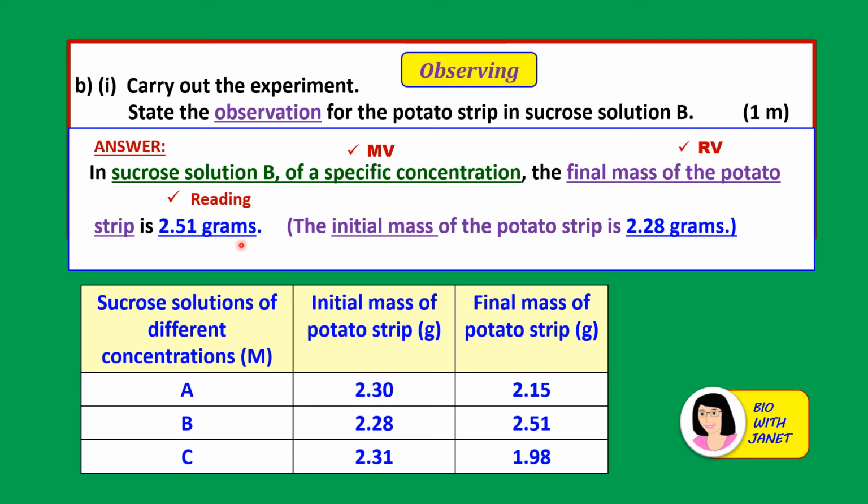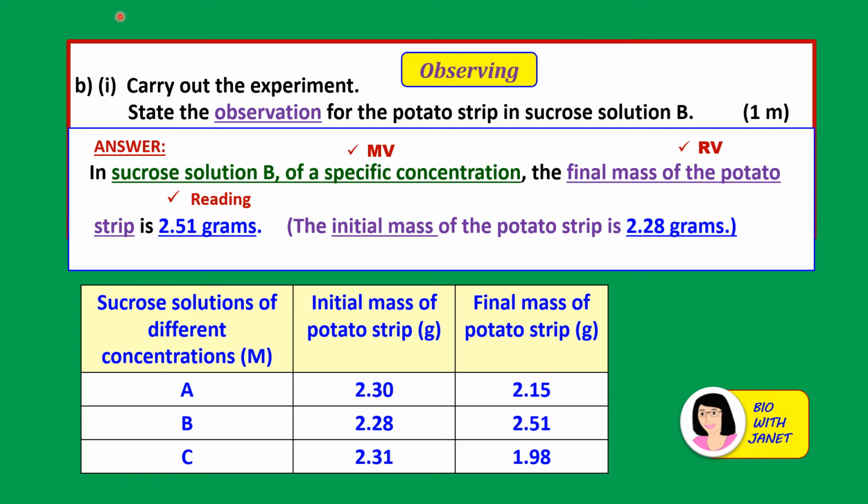Without units, this component will be wrong. So MV, RV, and reading. And the RV, of course, is the one from the table. It is the sub-RV, which we measure in the laboratory. The main RV is the one that you get after calculation or that is stated in the objective. So take note, observation should have MV, RV, and reading with units.